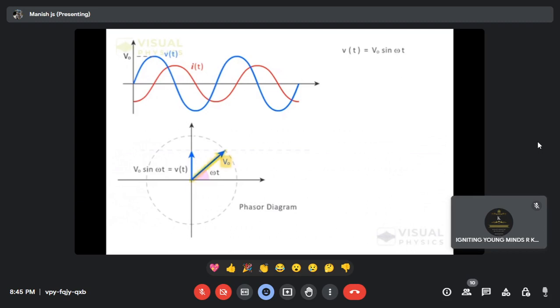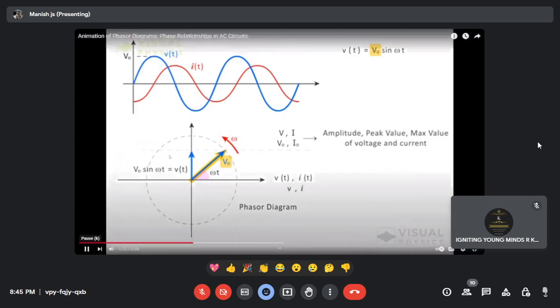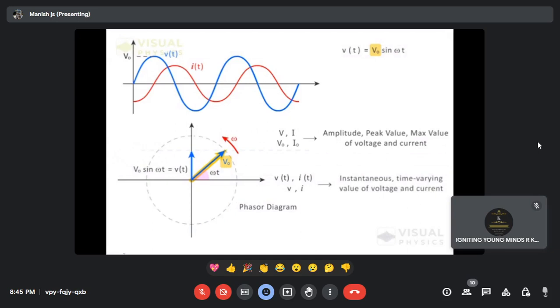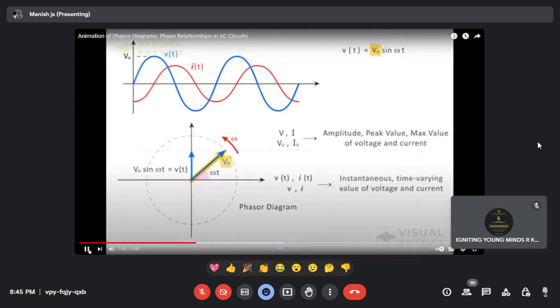Here the length of this vector is equal to the amplitude of voltage, and it rotates about the origin with constant angular velocity equal to omega. For this course, we will use the convention of using capital letters to represent the amplitude, or the peak values, or the maximum value of the sinusoidally varying quantities. And we will use small letters to represent their instantaneous or time-varying values.